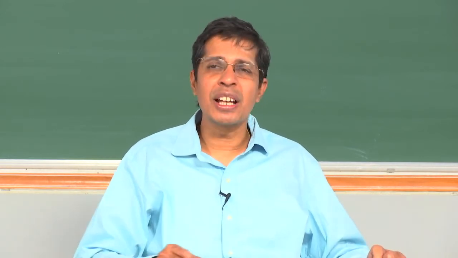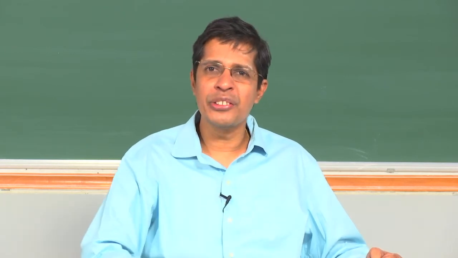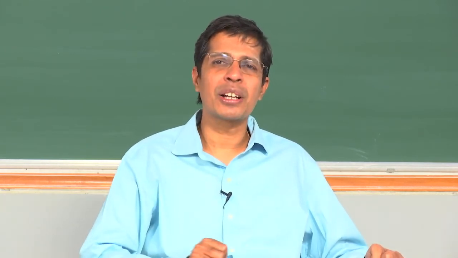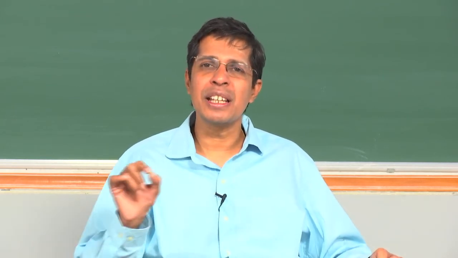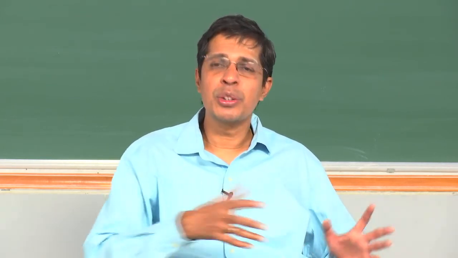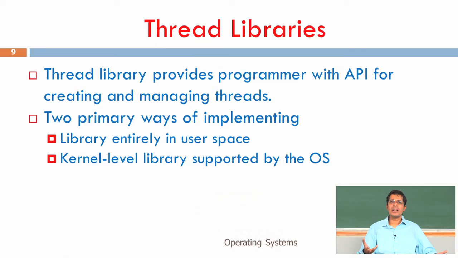If you are having difficulty understanding what I have told in this slide, please go back to the Information Security 2 course, where we have explained everything in great detail. Now, like processes, we could have thread libraries, and there are two primary ways: a library entirely in the user space, and a library at the kernel level which is supported by the operating system.